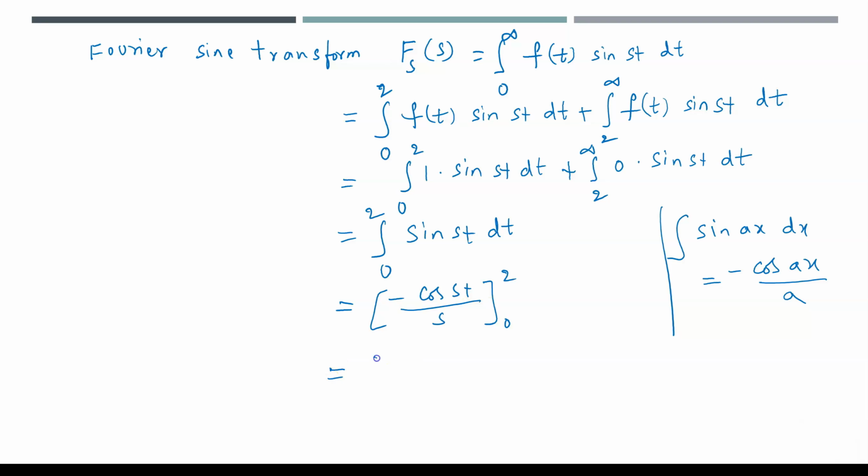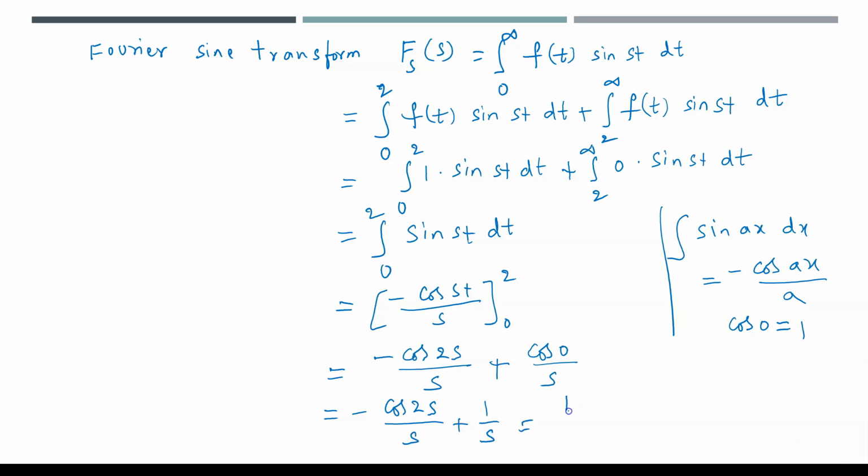Now put t equal to 2, the upper limit. So cos 2s upon s, and whenever we apply the lower limit, the sign changes. So this becomes plus, so plus cos 0 upon s. The value of cos 0 is 1. So here we get minus cos 2s upon s plus 1 by s. We can take the LCM here, so 1 minus cos 2s upon s. The denominator is the same, so we can add the numerators. So here the Fourier sine transform is 1 minus cos 2s upon s.